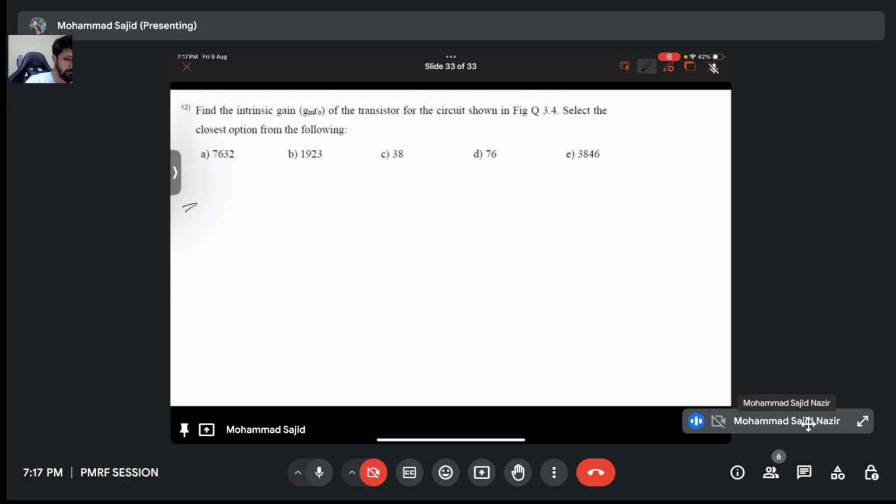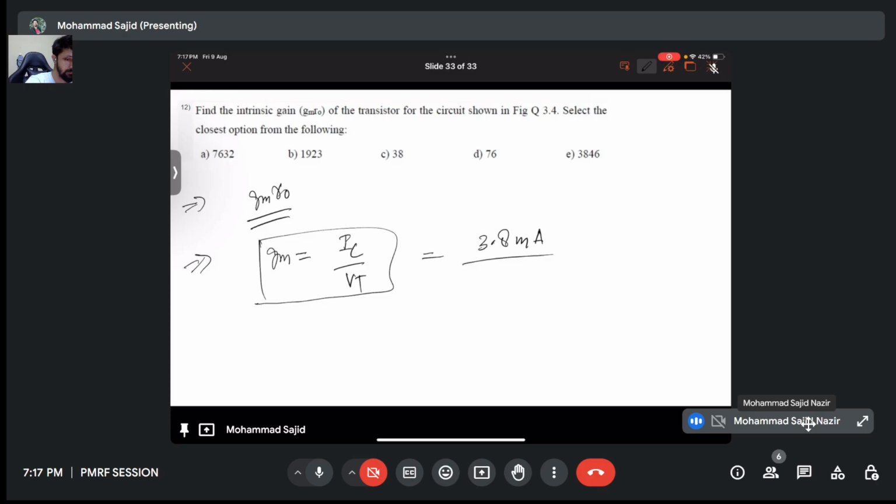Last question for the session is to calculate the intrinsic gain GM R naught. So we know GM is IC by VT, which we can calculate as 3.8 milliampere divided by 26 millivolt, millivolt cancel. 3.8 divided by 26 is 0.146 Siemens. This is your GM.